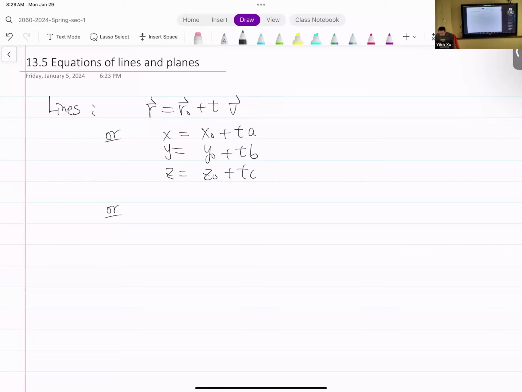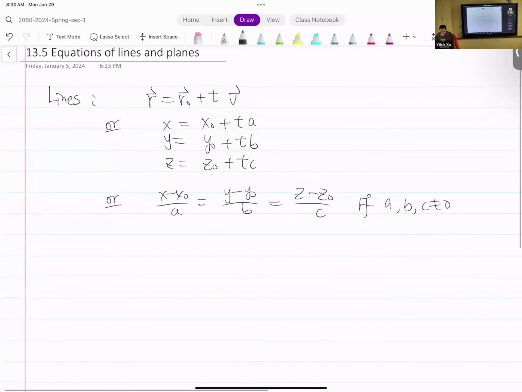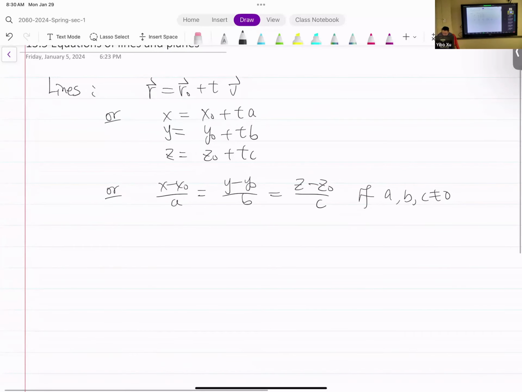Also here you can see there's a t, which is a parameter. If you try to eliminate the parameter and only keep x, y, z in the equation, you will get something like (x minus x0) over a equals (y minus y0) over b, and that equals (z minus z0) over c. This is another equation that can represent the line, in the case that a, b, c are all non-zero. So these are the three important equations for lines, and that's pretty much everything you need to know about lines.